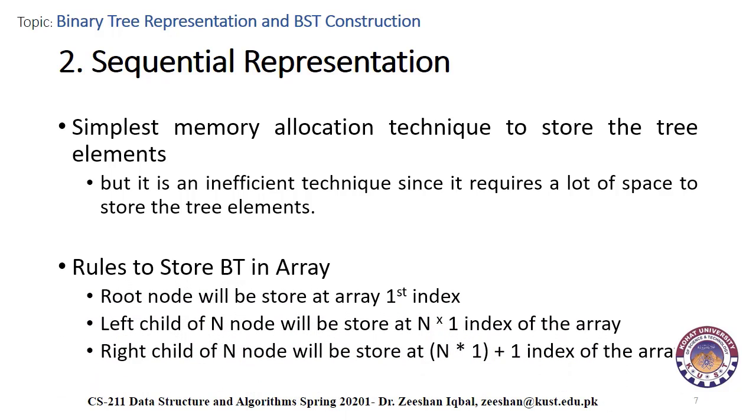There are 3 basic rules to store a binary tree in an array. First of all, the root node will be stored at the array's first index, and the left child of node n will be stored at n multiplied by 2 index of the array. This will be explained in the coming slide. And the right child of node n will be stored at n multiplied by 2 plus 1 index of the array. If the first index of the array is 0, it means the tree is empty and there are no nodes in the tree.